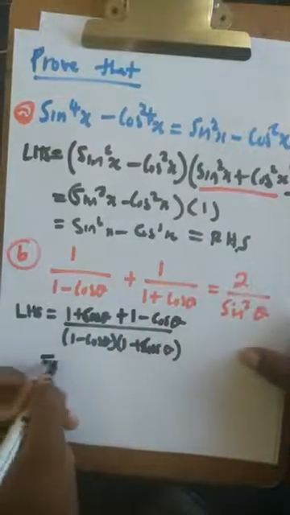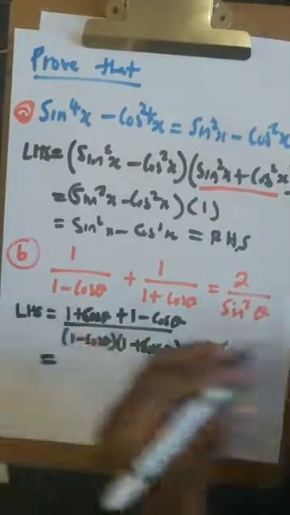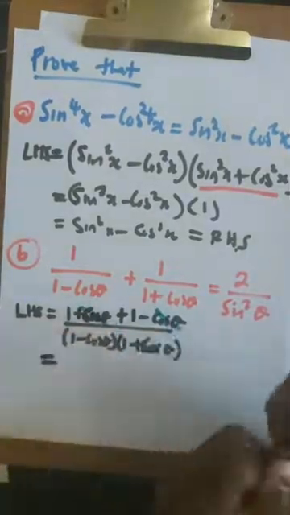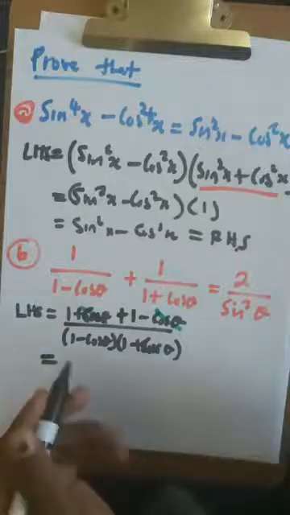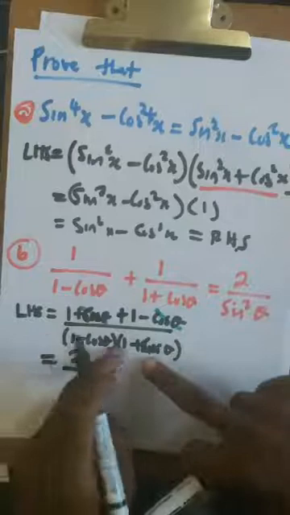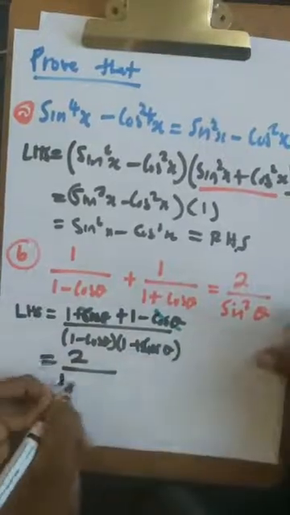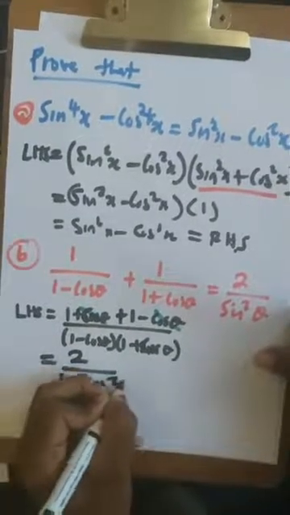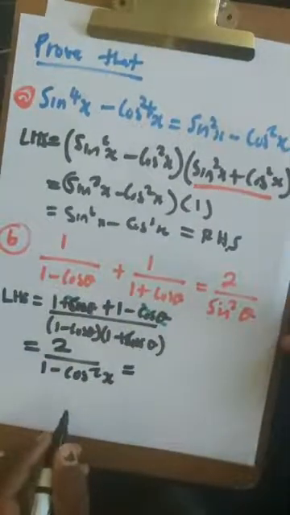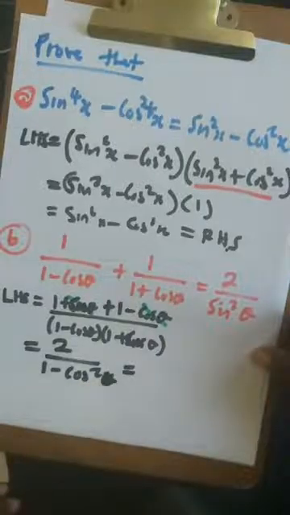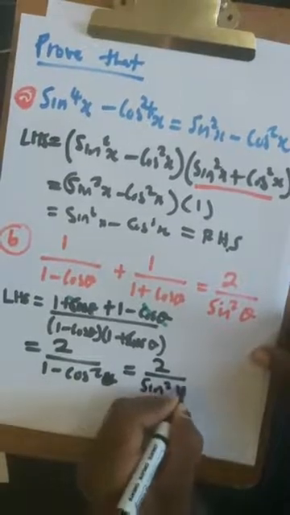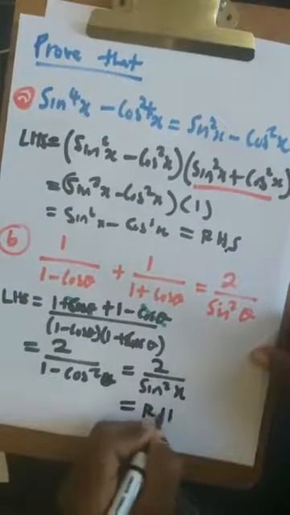Then 1 minus cos theta, minus cos theta is 0. Then 1 plus 1 is 2. Then we have the difference of two squares: 1 minus cos squared theta. What is 1 minus cos squared theta? It is sine squared theta. So you have 2 sine squared of theta. This is equal to the right hand side.